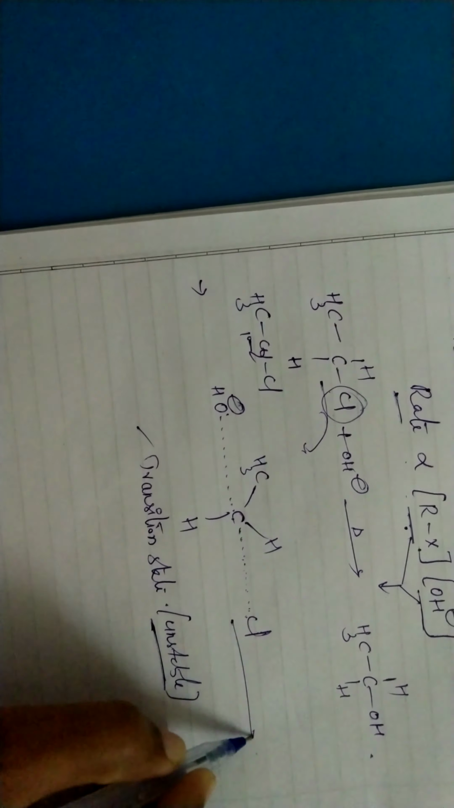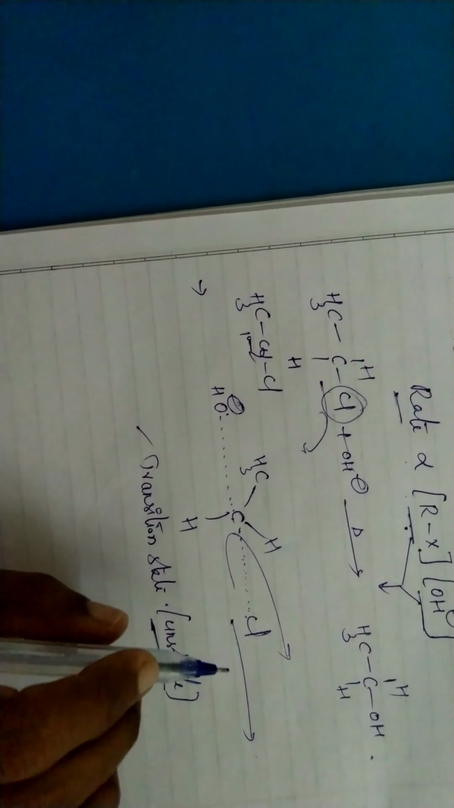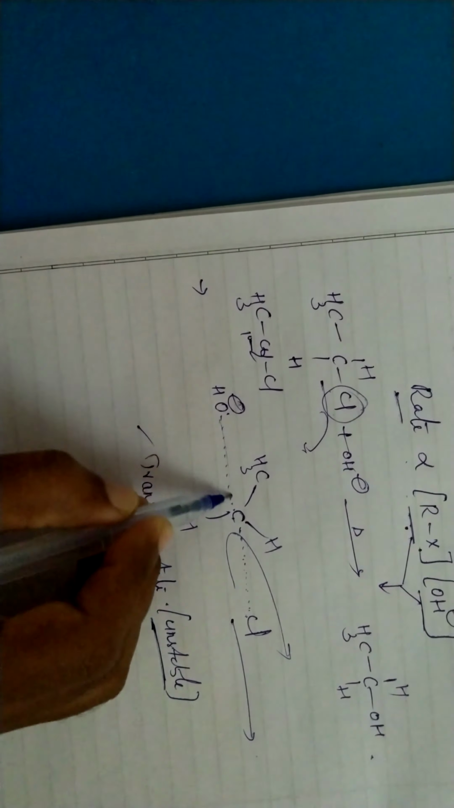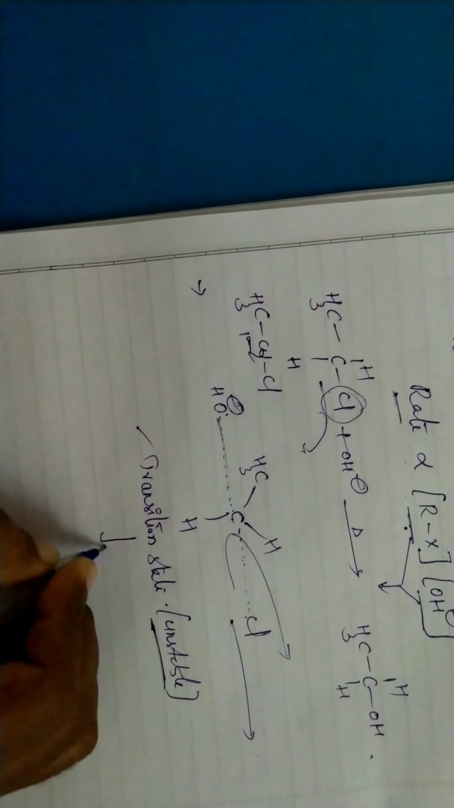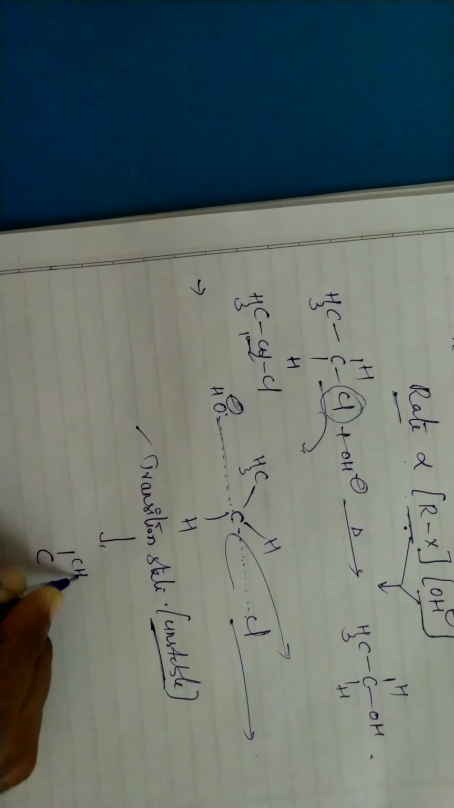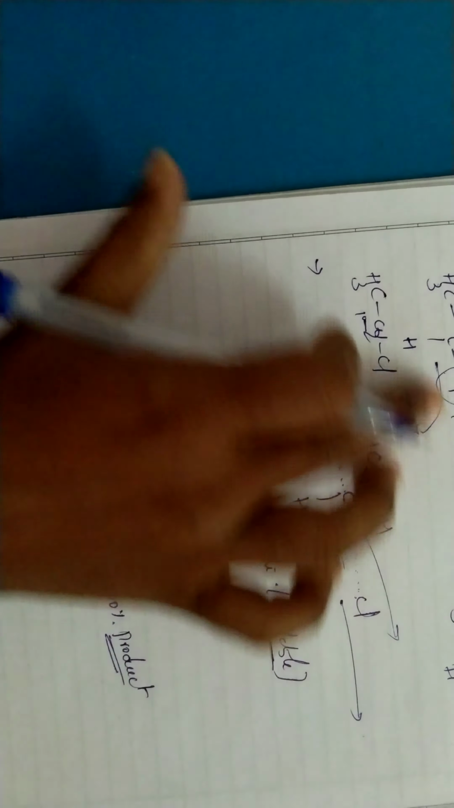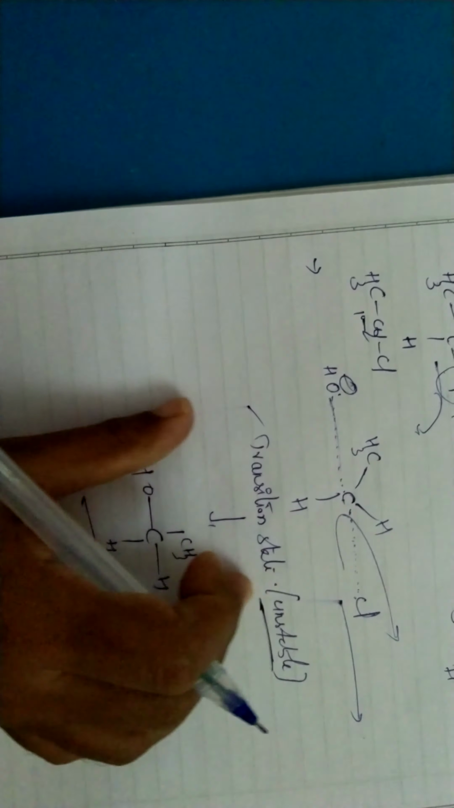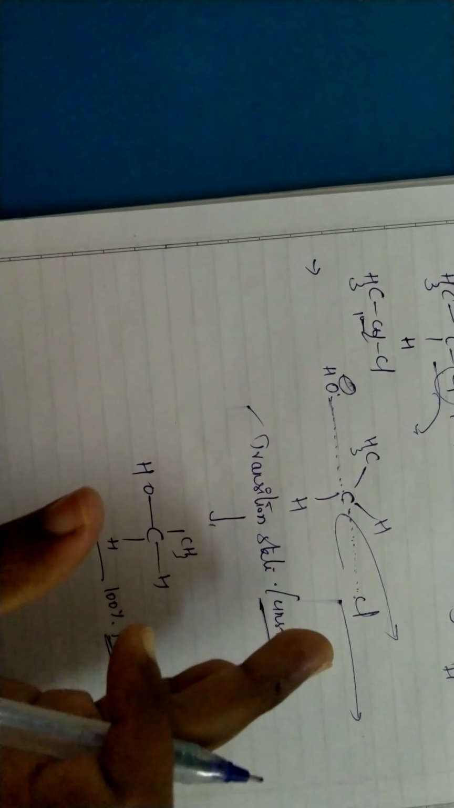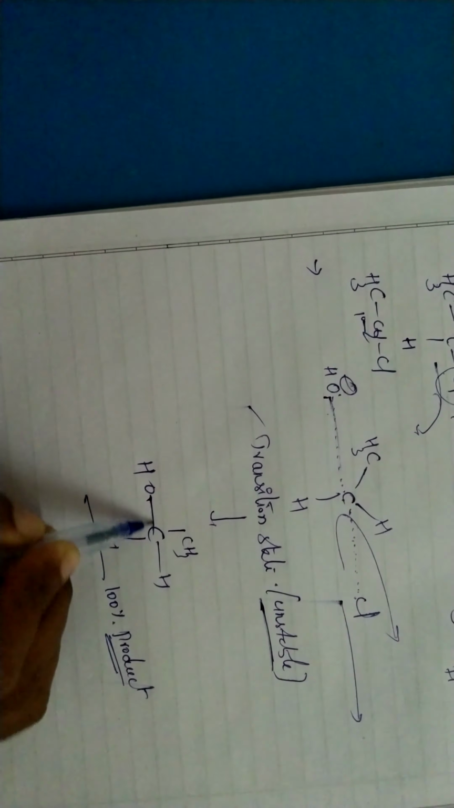So after some time what happened? The chlorine completely leaves the carbon and there is a new bond formation between the carbon and oxygen. So now we are getting here CH3, H and OH. So here 100% only one product is possible. We cannot obtain two products like in SN1. Why? Because chlorine is going out and OH is coming in, so both the processes are taking place simultaneously. So when chlorine completely cleaves from the carbon, the new bond is formed between the carbon and OH.